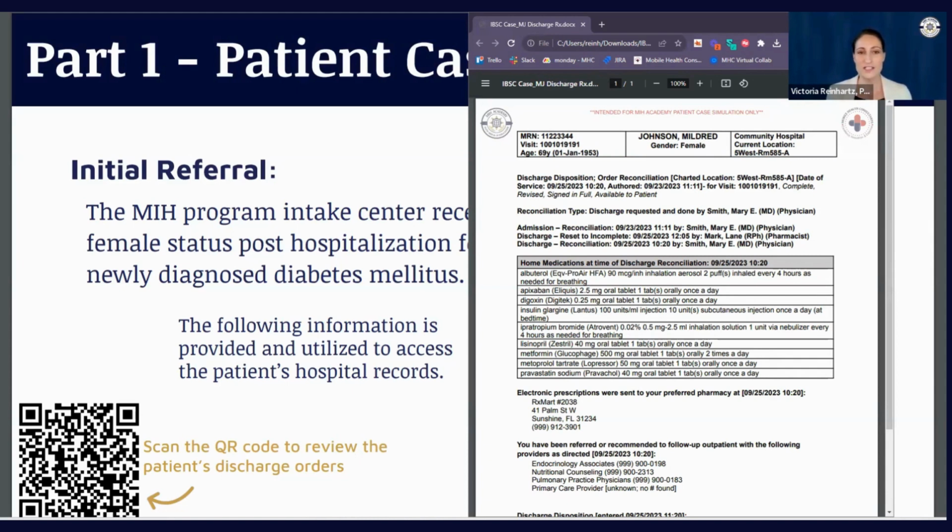So already, just looking at the patient presentation and why she was referred, we've got some high risk conditions there for hospital readmission. We've got some high risk medications here.